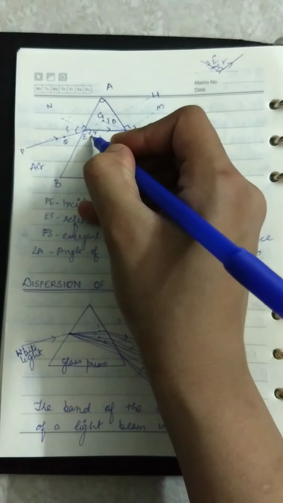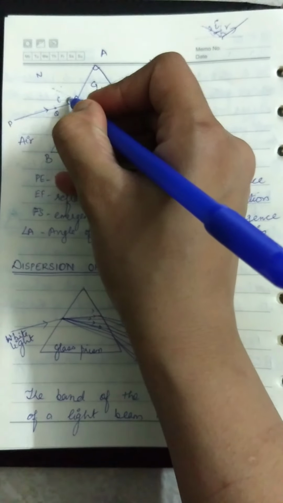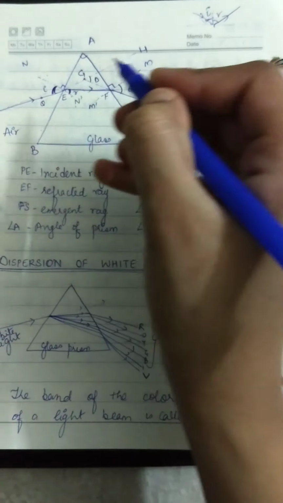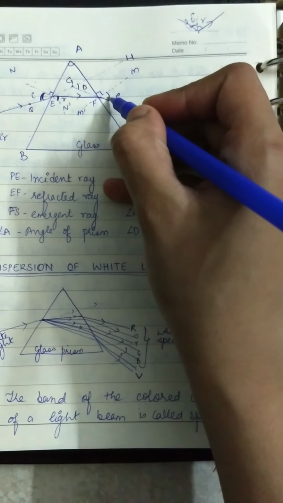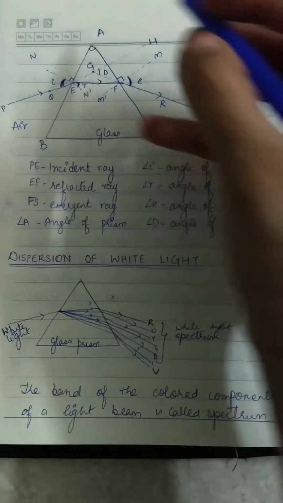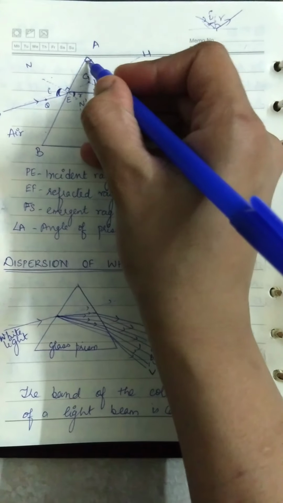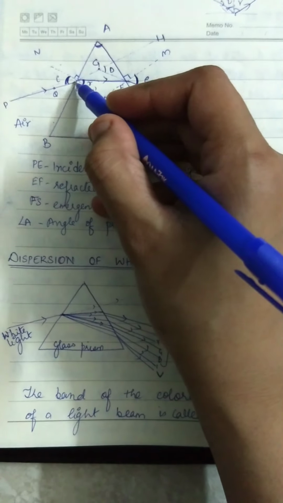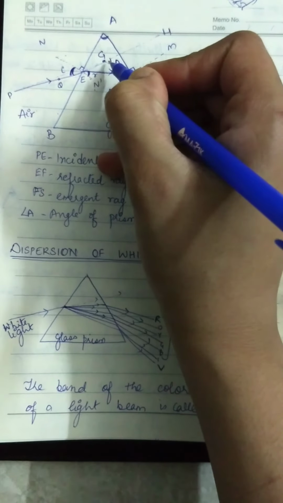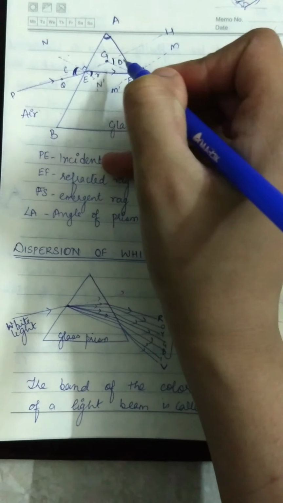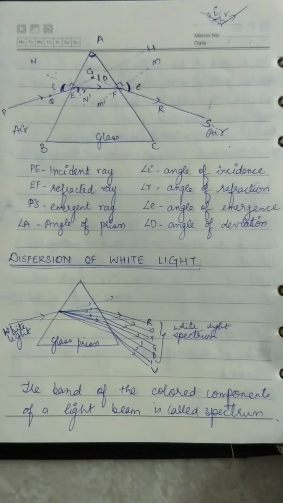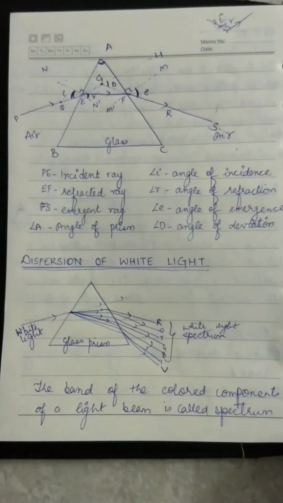This is the normal which is perpendicular to the surface. So this angle is called the angle of incidence. This angle is called the angle of refraction, and the angle formed between the normal and the emergent ray is called the angle of emergence. And the angle here is the angle of prism, and if we extend the incident ray and the emergent ray, the intersecting point, the angle formed here, is the angle of deviation. So this is the angle of deviation. So this is a figure of the glass prism.